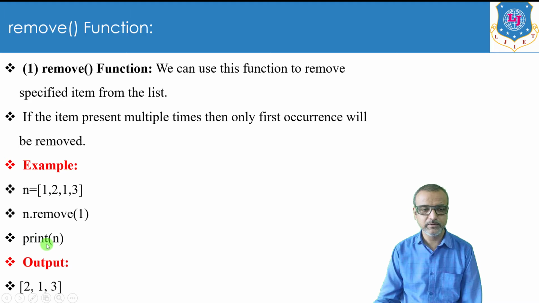If we write down print n, then it will give us the remaining entries other than this one, and those are 2, 1, 3. So what will be the output? That is 2, 1, 3.